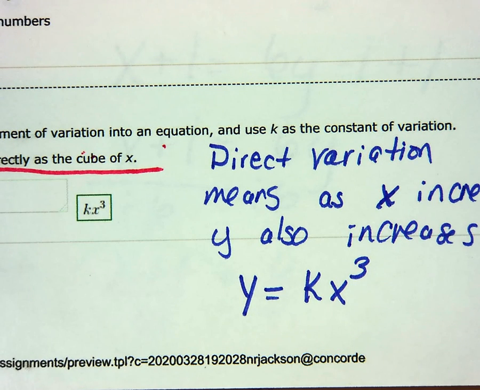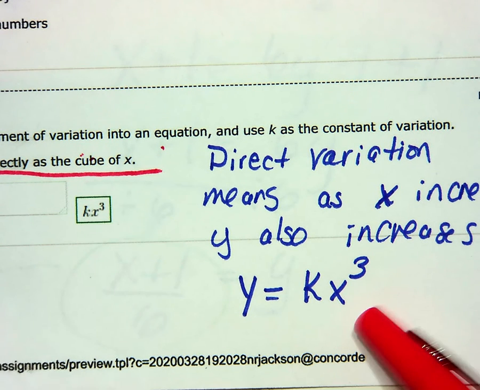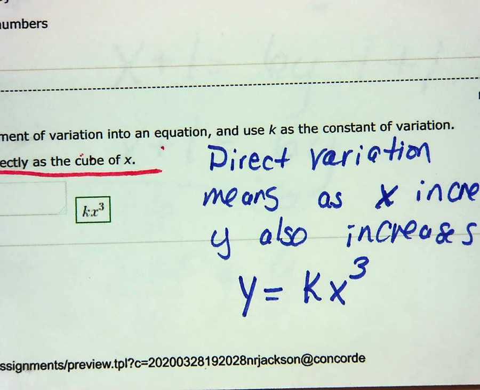Do not solve anything. Do not substitute anything. This is your final answer. So some of you might say as y varies directly with x, that's just going to be kx. Because the k is always going to be there. It's always going to be a constant.